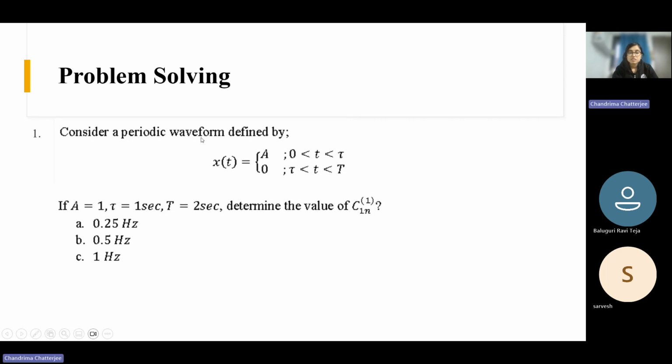Just look at this problem. This is the first problem. A periodic waveform is defined by the equation given, x(t), a function of time. So this is a pulse waveform. From 0 to tau, the value is A, and for the rest of the time period it is 0. This is a very common waveform. Last day also we saw that. On the x-axis we have t. Here we have tau, and if this is the time period T, then from tau to T the value is 0. This is x(t).